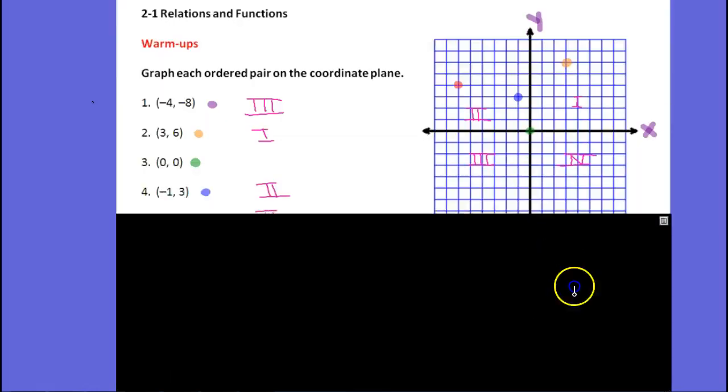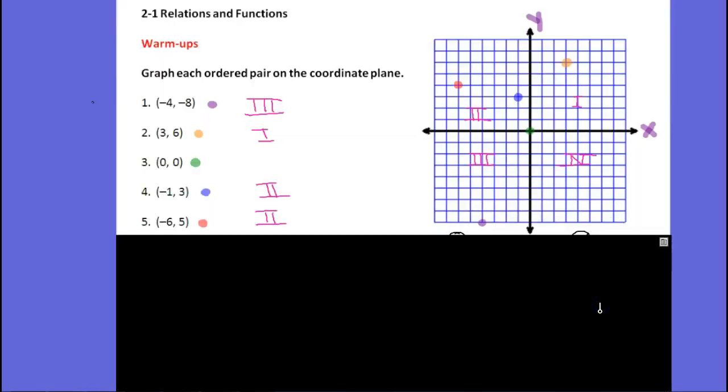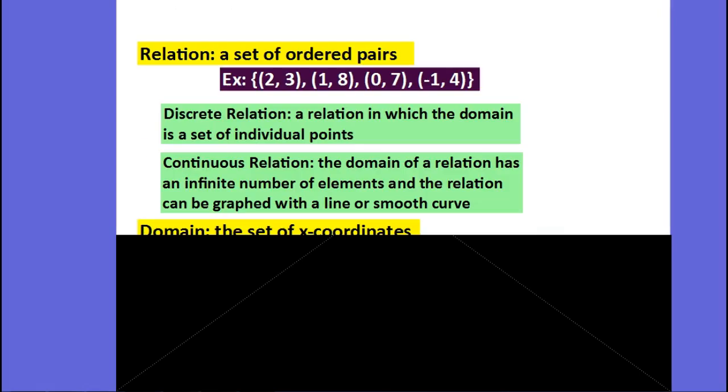If you look at the warm-up, what I mean is that in 1 through 5, these are simply a set of individual points. They have no fluidity, they have no flow. I can't really connect them to get a graph. So those points are a discrete relation.